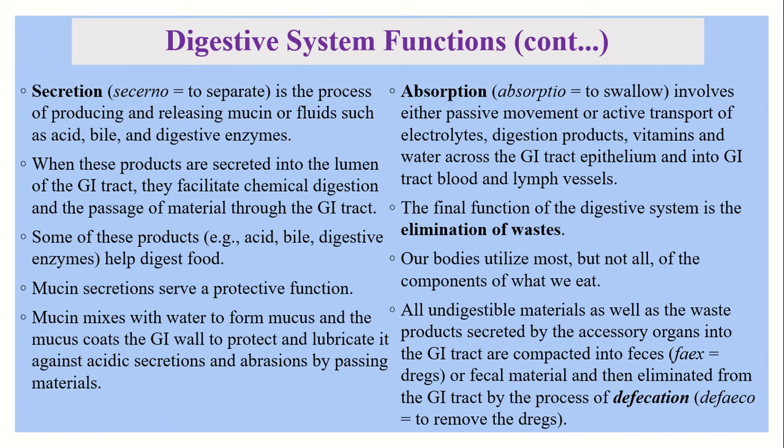Absorption involves either passive movement or active transport of electrolytes, digestion products, vitamins and water across the GI tract epithelium and into GI tract blood and lymph vessels. The final function of the digestive system is the elimination of waste. Our bodies utilize most but not all of the components of what we eat. All ingestible materials as well as the waste products secreted by the accessory organs into the GI tract are compacted into feces or the fecal material and then eliminated from the GI tract by the process of defecation.